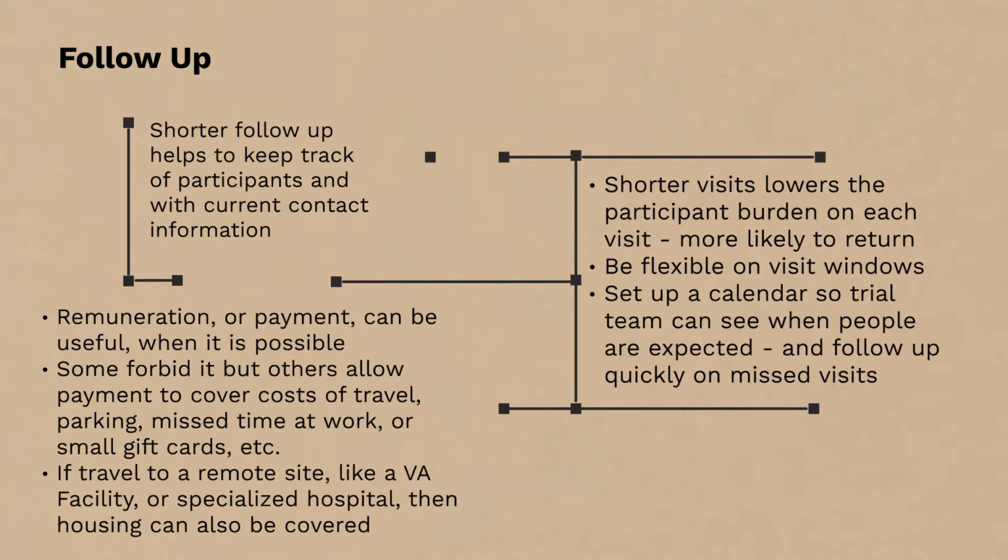Then you move into follow-up. Shorter follow-up helps keep track of participants with current contact information. If this is a chronic long-term disease, you may be looking at a 3, 4, 5 year, 7, 10-year study.